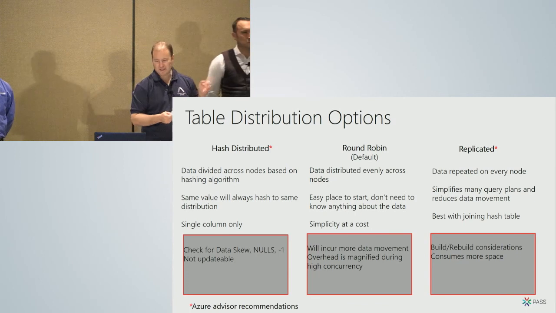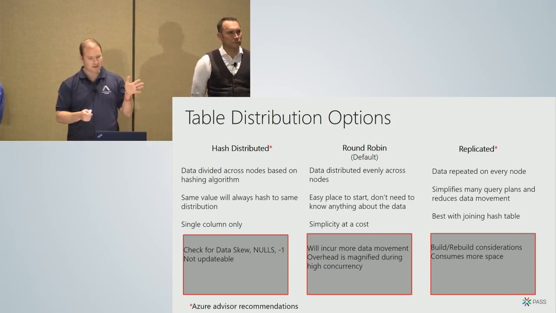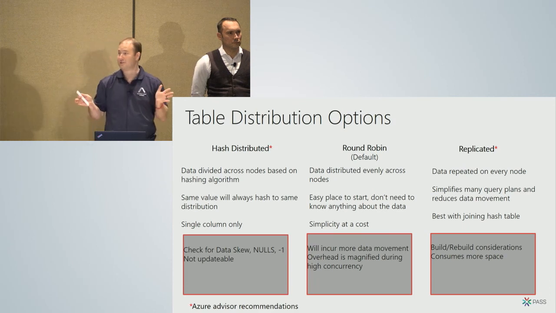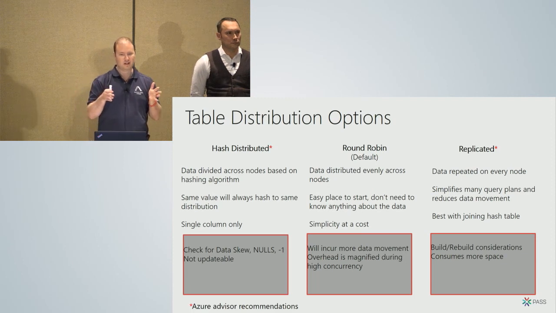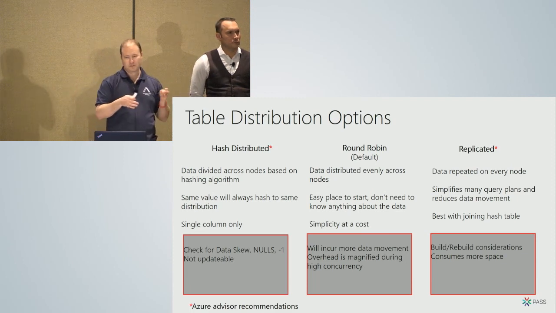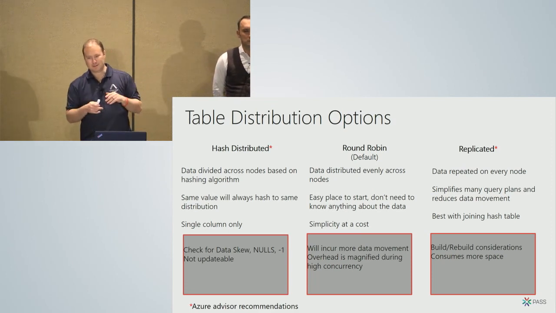Again, we have hash distributed, round robin, and replicated tables. Some of the main considerations, obviously on hash: the data is divided across nodes based on the hashing algorithm. The same value will always hash to the same distribution. It is single column only. It's not updatable. For round robin, that happens to be the default.